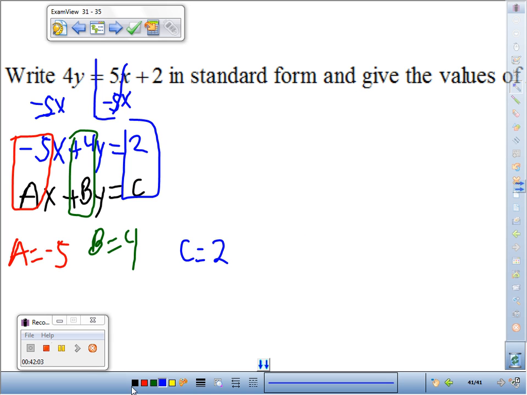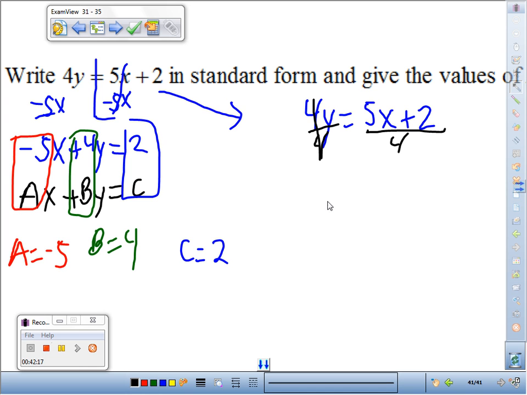So we're done with two pieces now. Now we just need to take the original one, 4y equals 5x plus 2, and solve for y. Y equals, what is my slope? 5 over 4x plus 1/2, or 0.5. 5 divided by 4 is 5 over 4x. 2 divided by 4 is 2/4, which is 1/2.